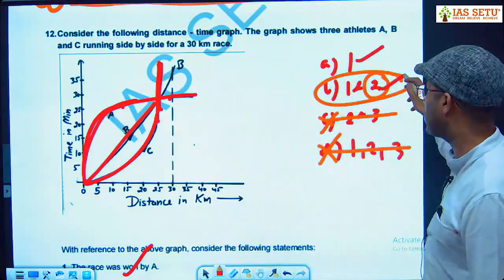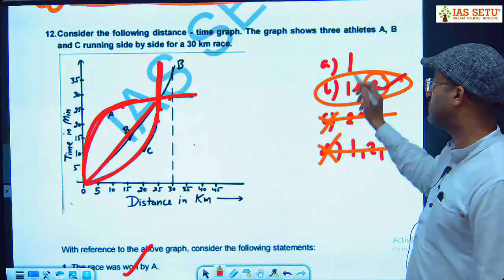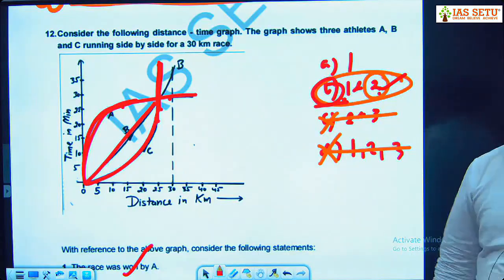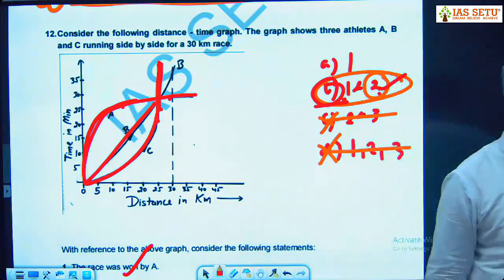First is correct, second is correct. So here your answer is 1 and 2. Statement number 1 is correct, statement 2 is correct. Any doubt? One more question.